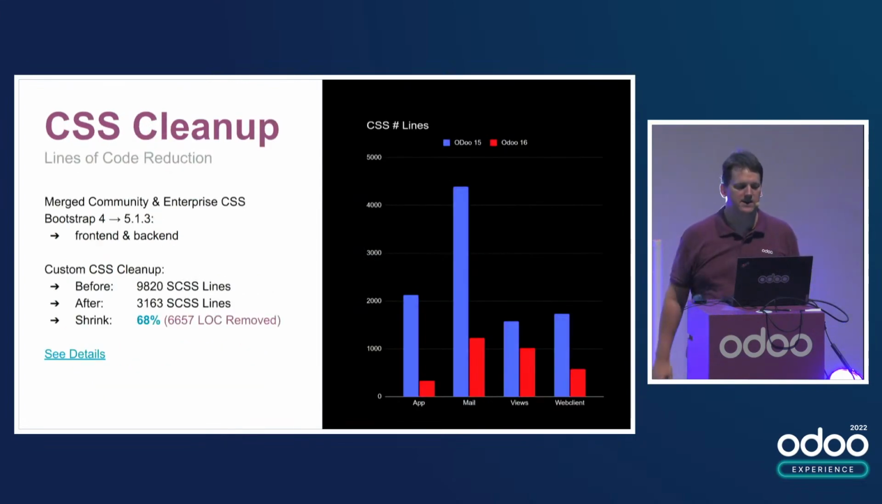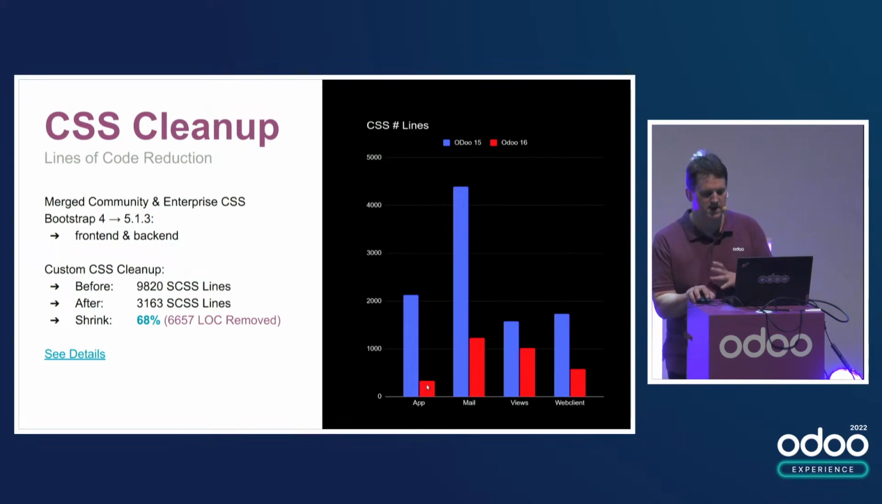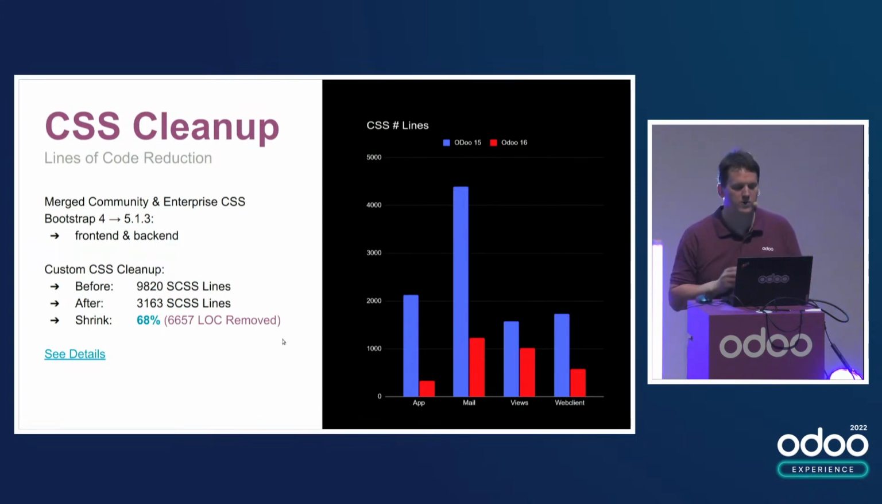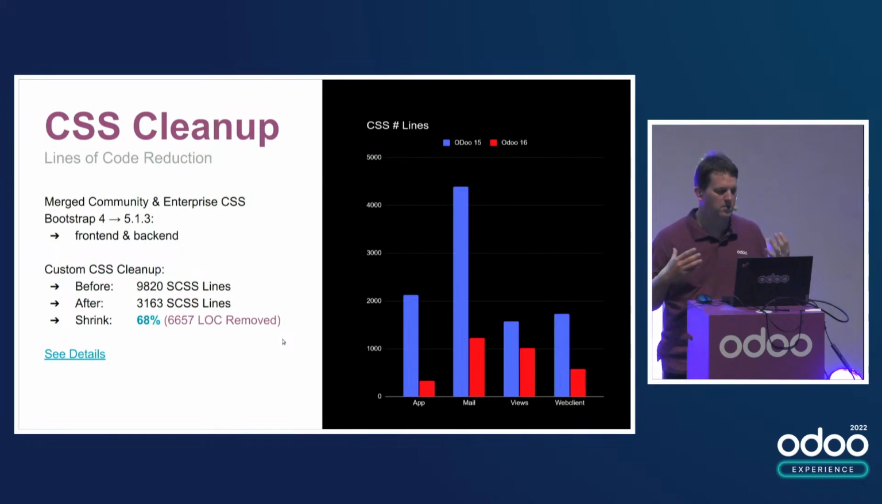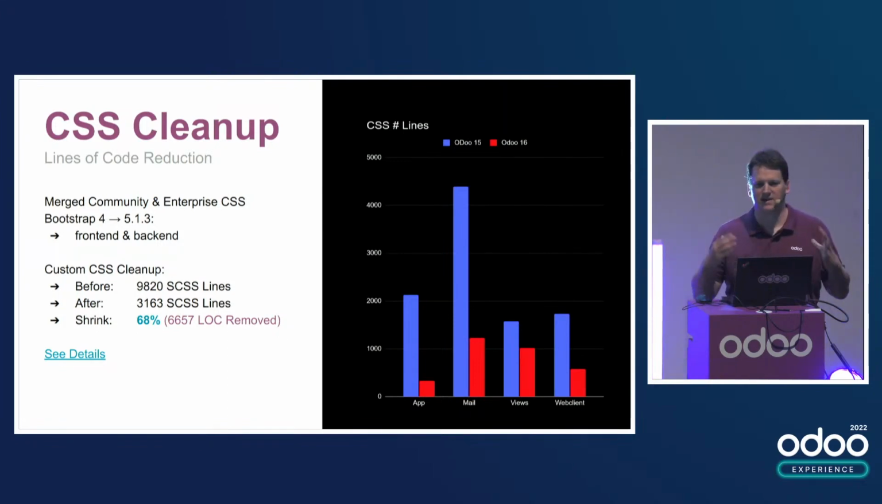We worked on the CSS cleanup. We have a mobile team and designers that did a massive reduction in the number of CSS rules, and that impacts the capability of the browser to render your screen fast. To do that, we upgraded Bootstrap from 4 to 5.1 for both the backend and the front end, and we cleaned up all our internal CSS rules. As you can see, there is a massive difference depending on the business application, mail, views, or the web client. But all in all, we shrank the number of CSS rules in Odoo by 68%. That means the rendering of the browser is faster.